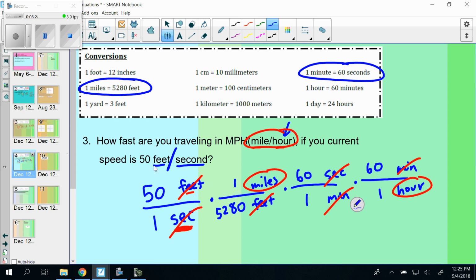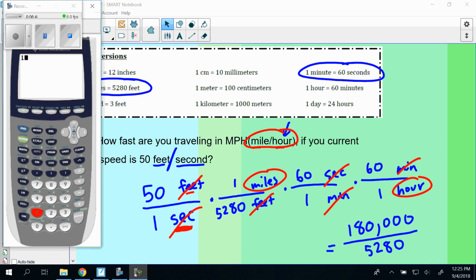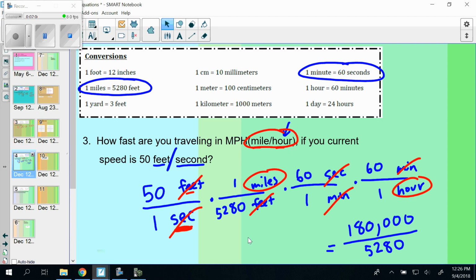So multiply everything on top. We want to do 50 times 60 times 60. That's going to give us 180,000. Multiply everything on bottom: 1 times 5,280 times 1 times 1 is just 5,280. And now we want to divide to get our answer. That'd be a good one to use your calculator for. Divide that out, and it'll give you the approximate miles per hour. So it looks like it's about 34.09 miles per hour, approximately.